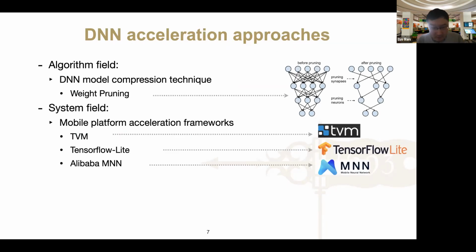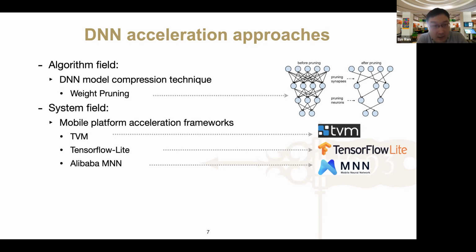At first, let's look at more background information. As we mentioned, there are many efforts targeting improving the DNN execution performance on mobile devices. Especially, we can categorize them into two fields. In the algorithm field, there are lots of DNN model compression techniques. In this talk, we focus on the weight pruning technique. And we also have other kinds of techniques like model quantization, but that is not covered by this talk.